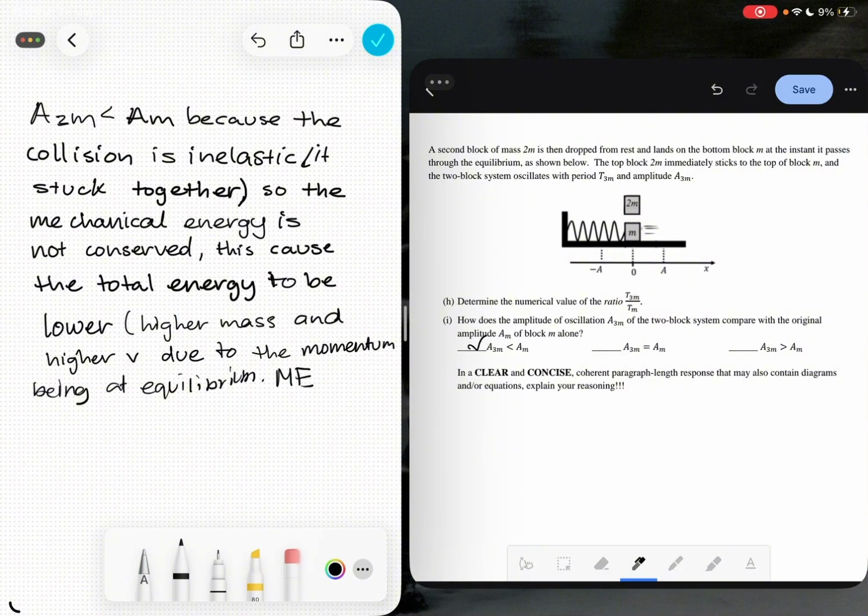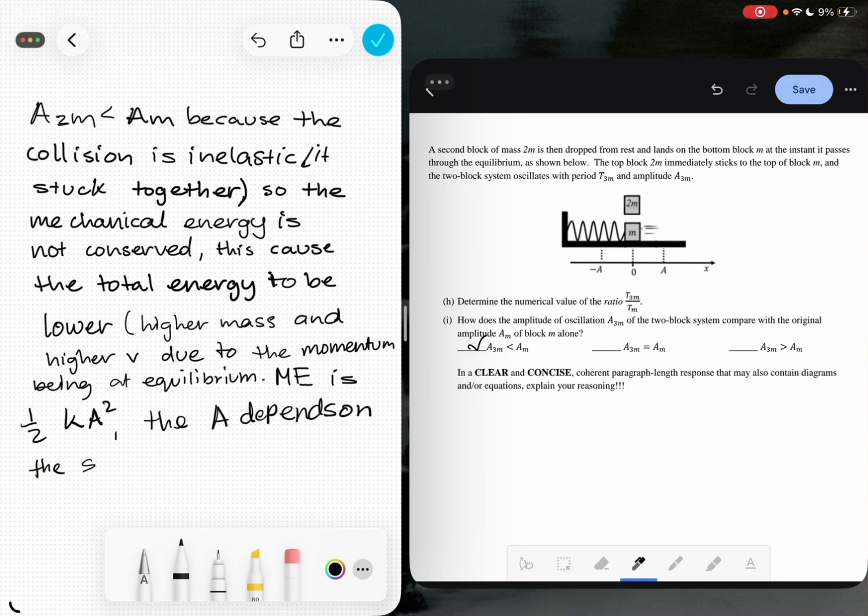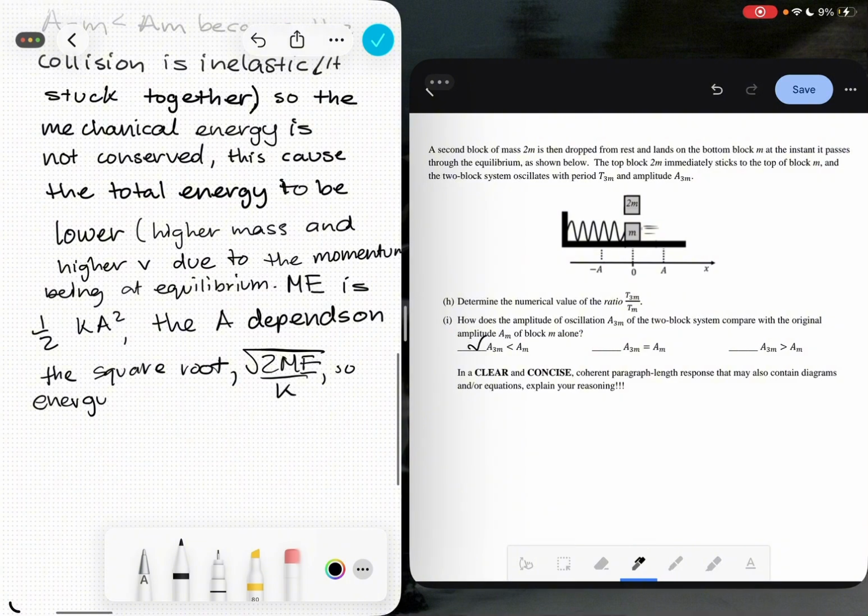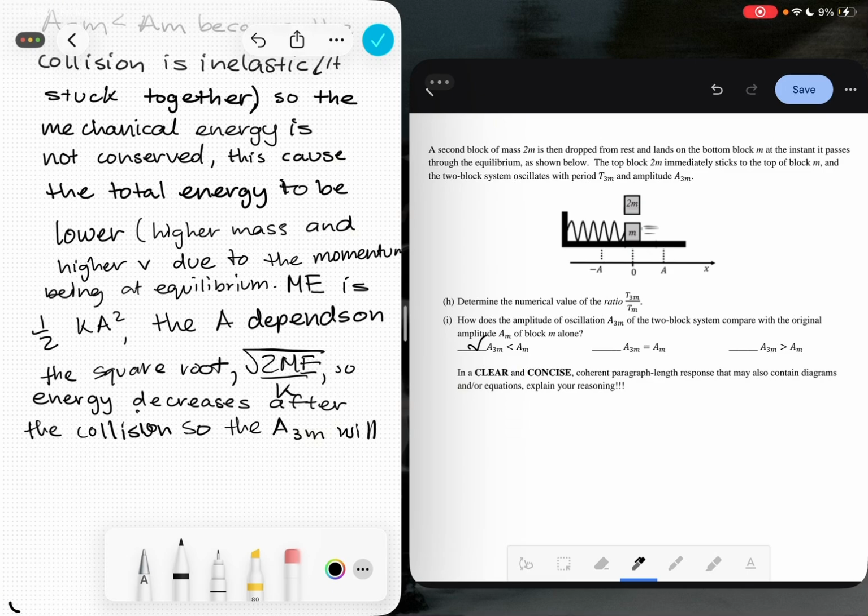So ME is 1/2 kA squared. So the A depends on the square root. So energy decreases after the collision. So the A3m will be less than Am.